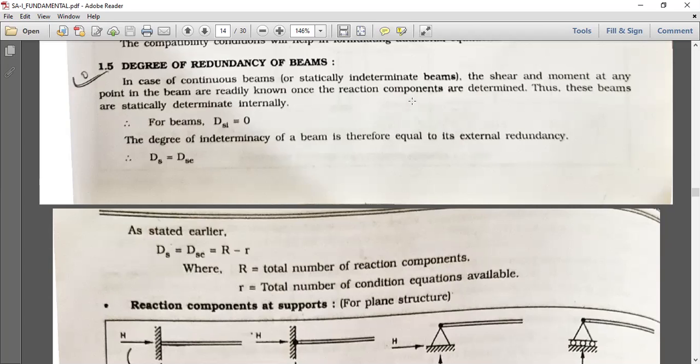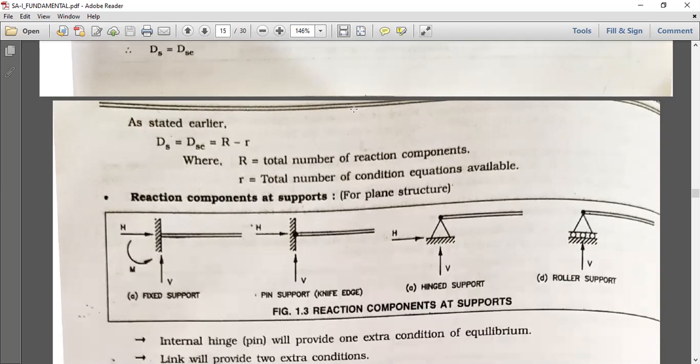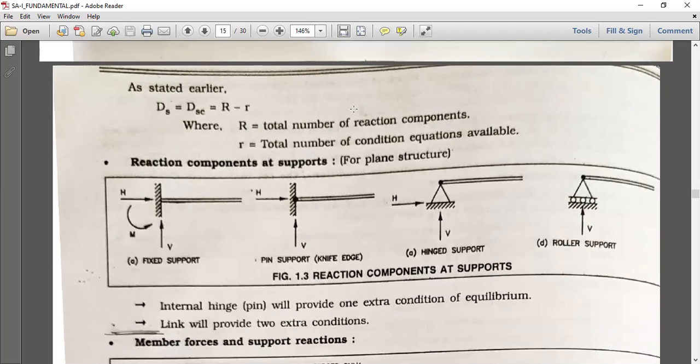As stated earlier, DSe is equal to capital R minus small r, in which capital R stands for total number of reaction components and small r is equal to conditions of equilibrium available.